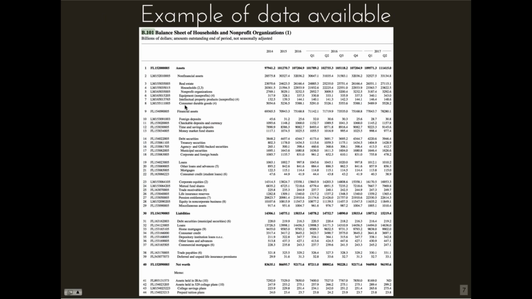There are tons of details. This is just one snapshot, but it's something like a 180-page PDF with many line items. It talks about where we are investing in every quarter. So this table B.101 is the balance sheet of households and nonprofit organizations, which looks at the current value in billions of each asset class here.